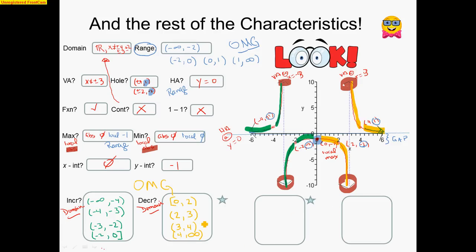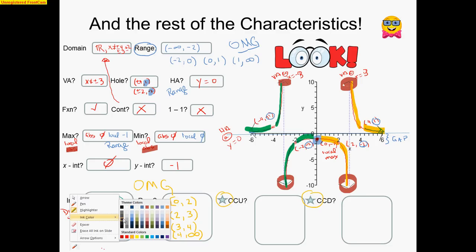Now I left these two boxes blank over here because you will not be tested on these. But concavity. Can you see concave up and concave down? Soup and no soup. Can you?